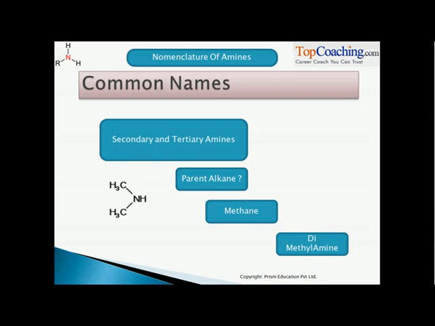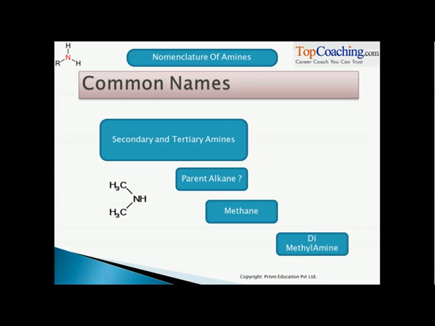How about common names for secondary and tertiary amines? Do you remember, by the way, what secondary and tertiary amines are? When we replace one hydrogen atom of ammonia by an alkyl or aryl group, we call it a primary amine. When two hydrogen atoms are replaced, it becomes a secondary amine, and when all the three hydrogen atoms are replaced, we call it a tertiary amine.